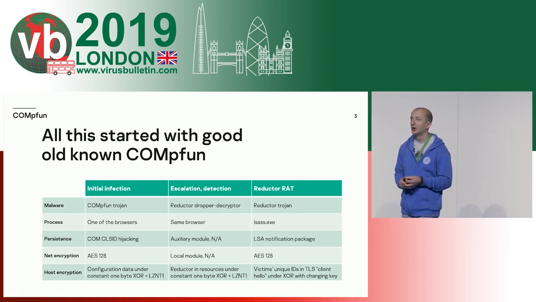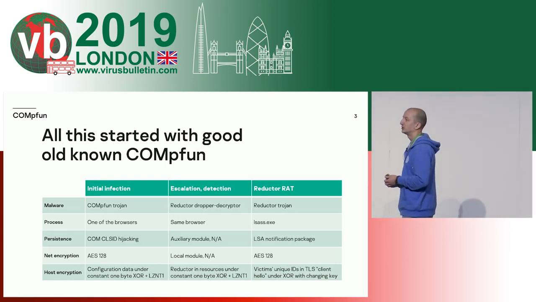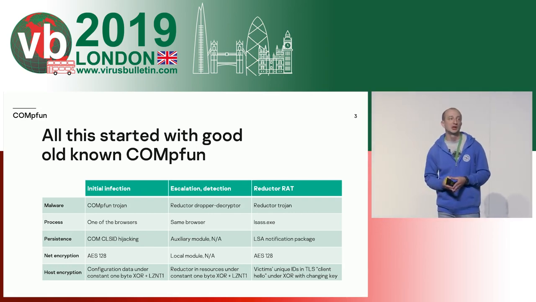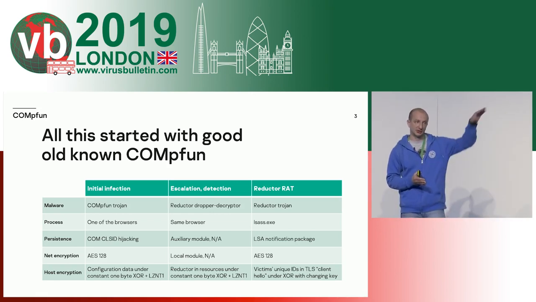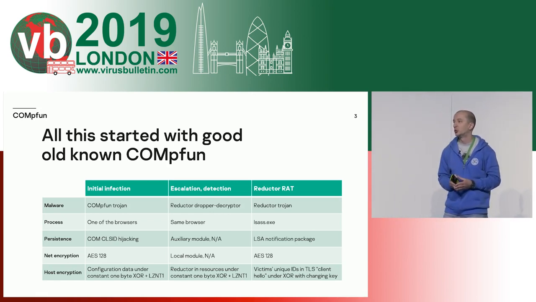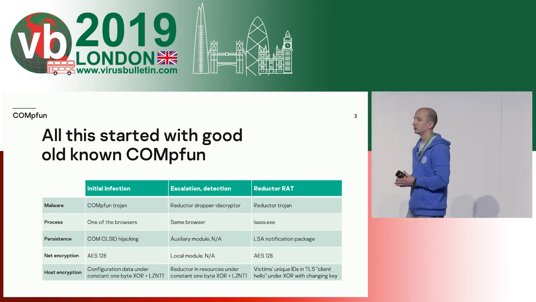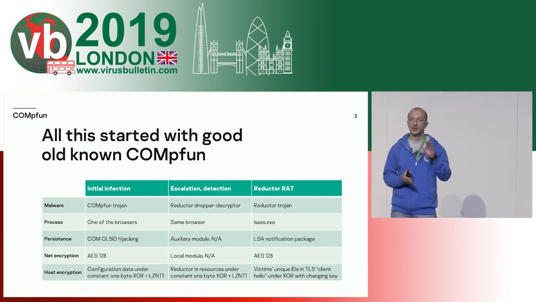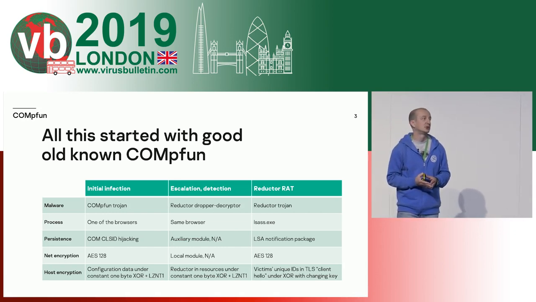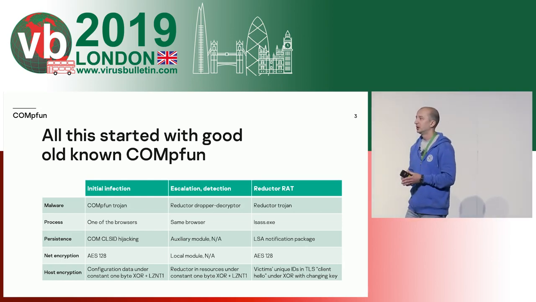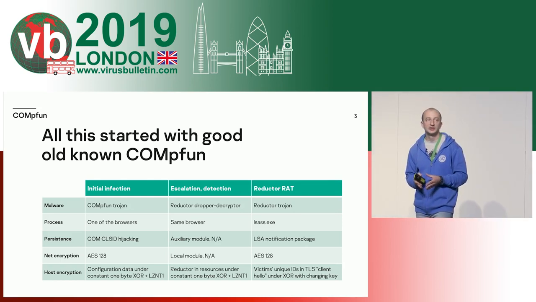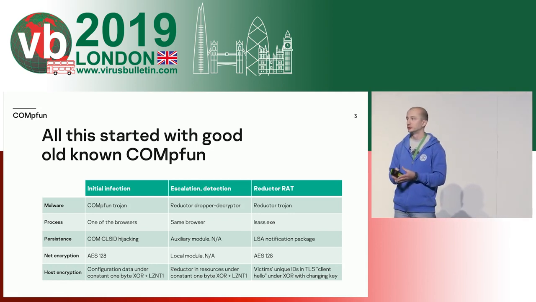It all starts with the COMpfun malware. COMpfun is known since 2014, and GData covered it in a report. It's still available. You can find it. COMpfun had a quite innovative way back then to get persistence in browsers through the COM object class ID. But it's already known for 5 years. GData, to my knowledge, doesn't attribute it to anyone. We also back then attributed it, based on victim similarity, to the Turla actor.